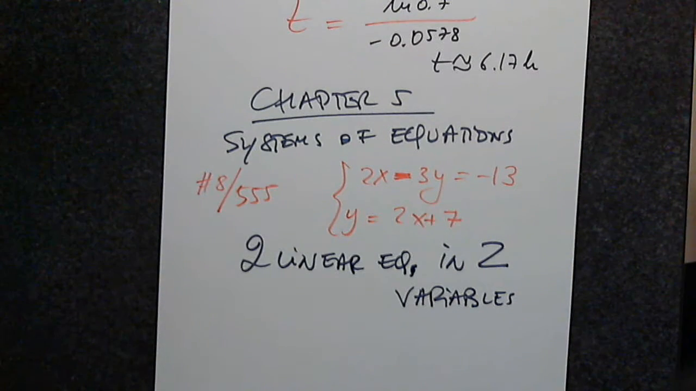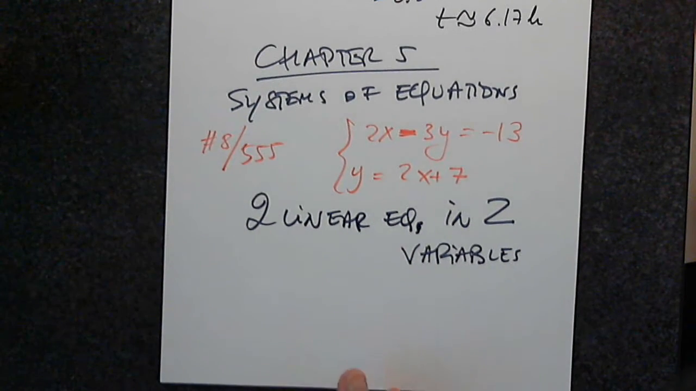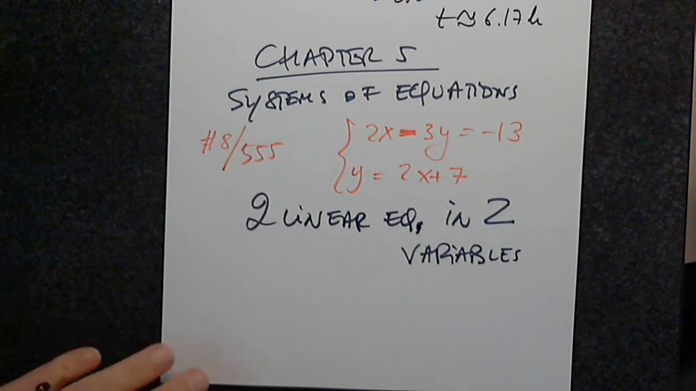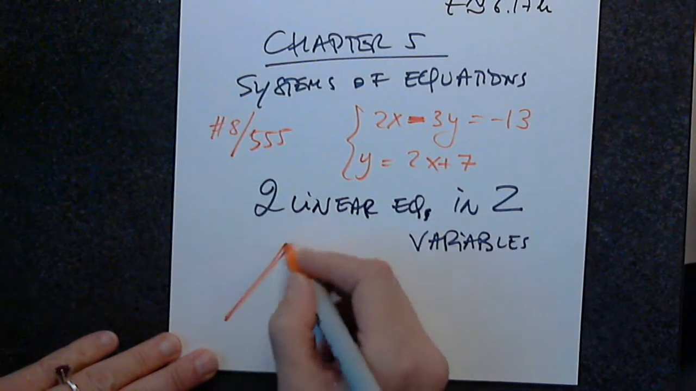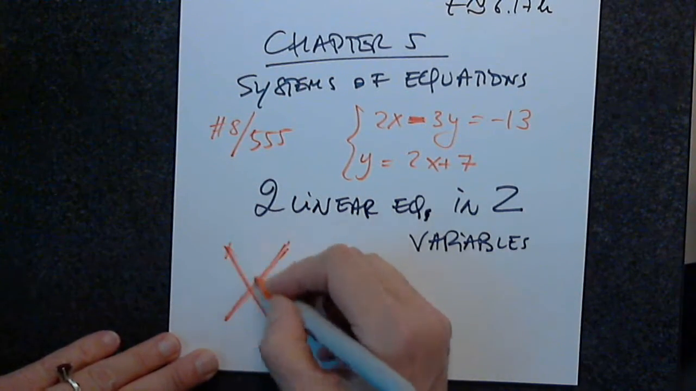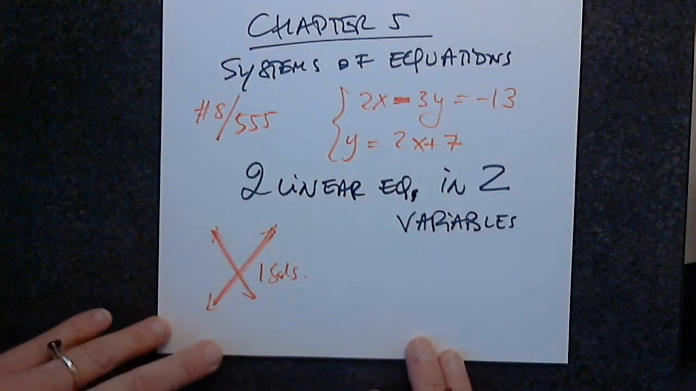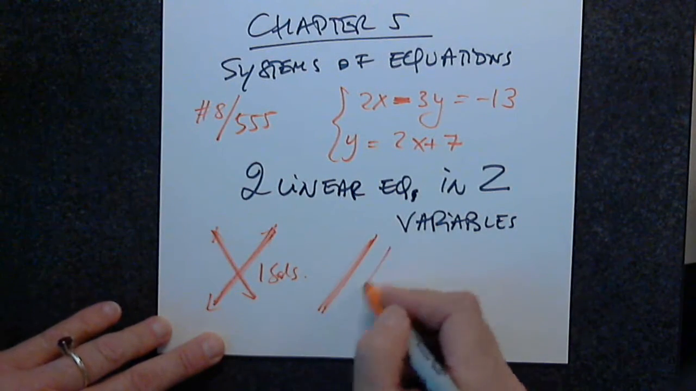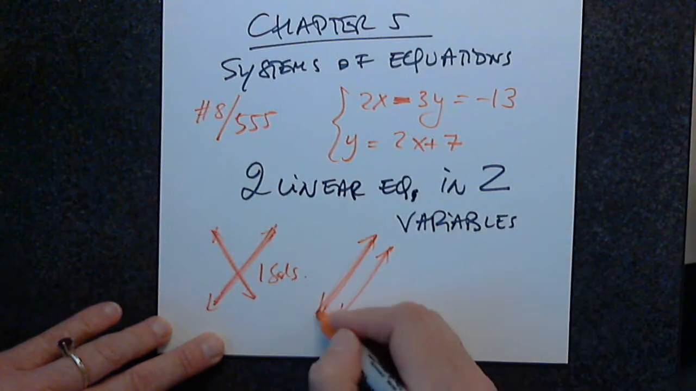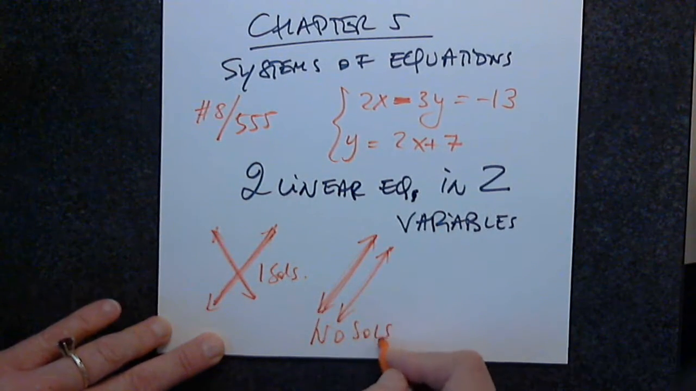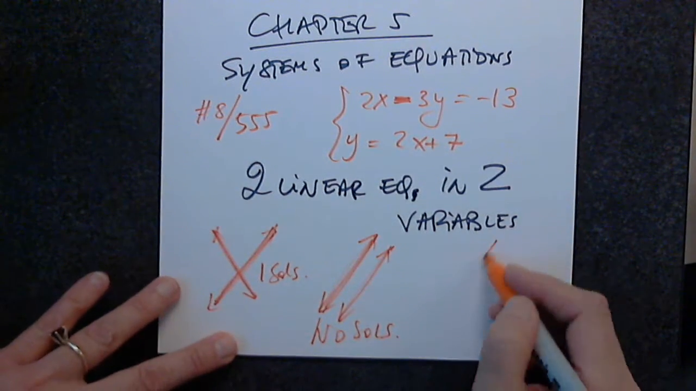Now, in how many ways can two lines face one another? Well, 3 ways. This is one solution. Here's another. No solutions. And here's the third one.